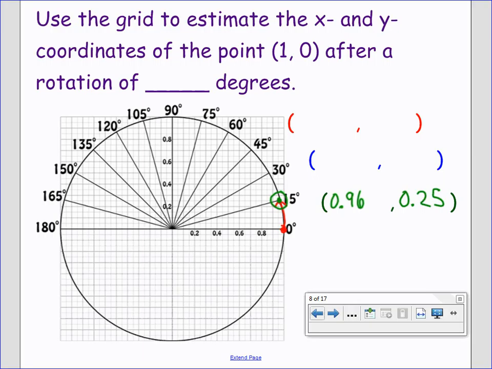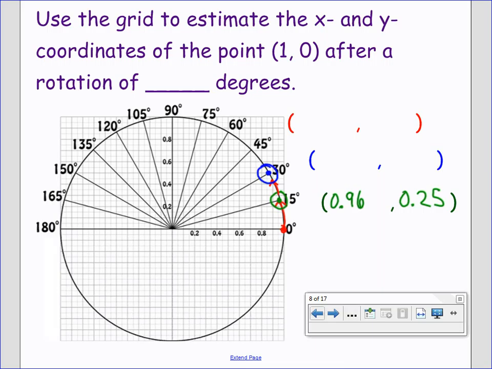Next, let's go ahead and spin at 30 degrees. Let's go up and do this blue point now. So we're still spinning that initial point, 1 comma 0, and now let's go ahead and end up after a rotation of 30 degrees in the positive direction.